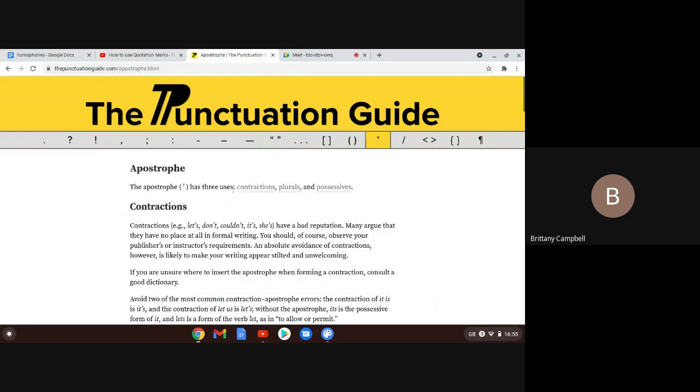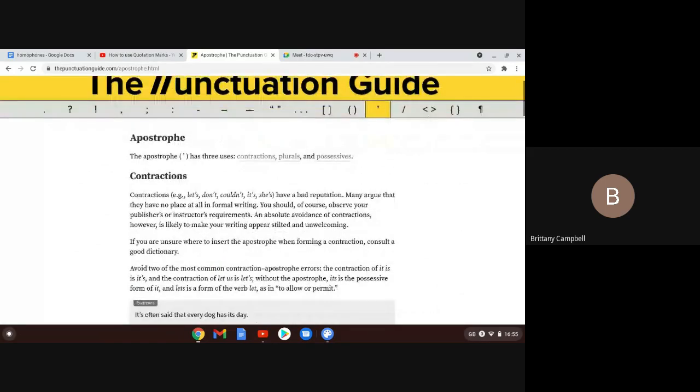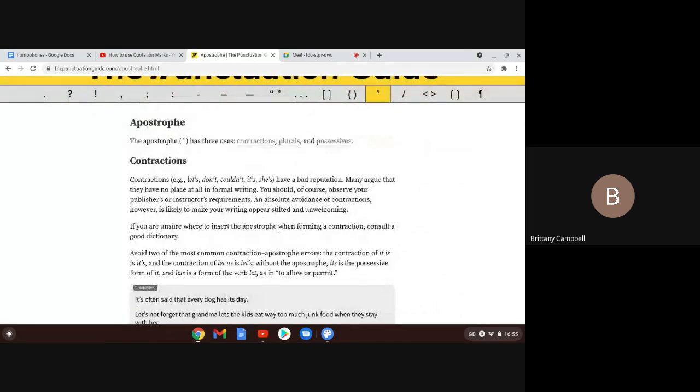Now, the apostrophe has three uses: contraction, plurals, and possessives. Now, contractions, example, I think one of us gave an example being it's, yes? When we were using the Venn diagram, beautiful. So the contractions, it's and let's and don't, didn't. So we're able to see the use here, right, of the apostrophe.